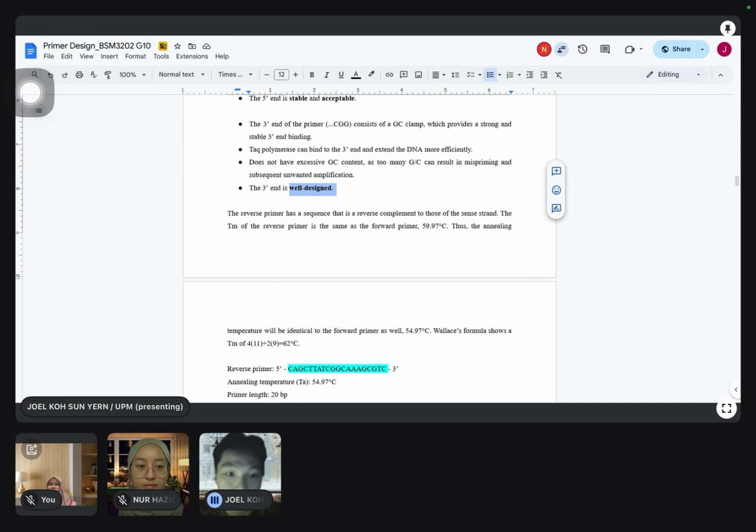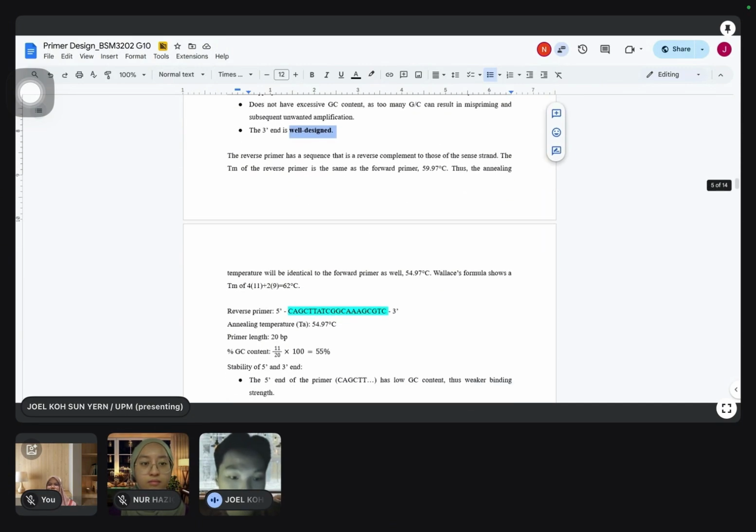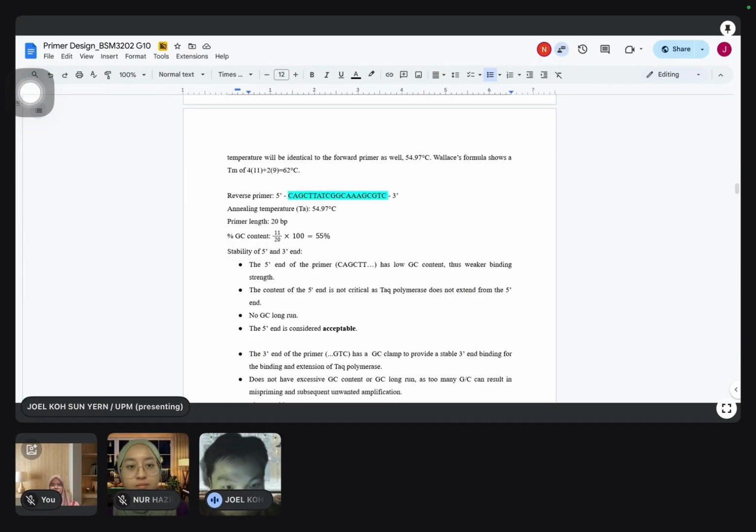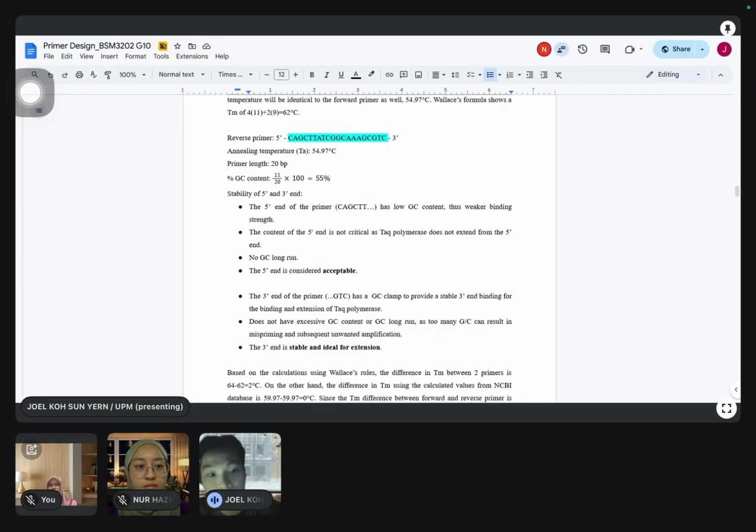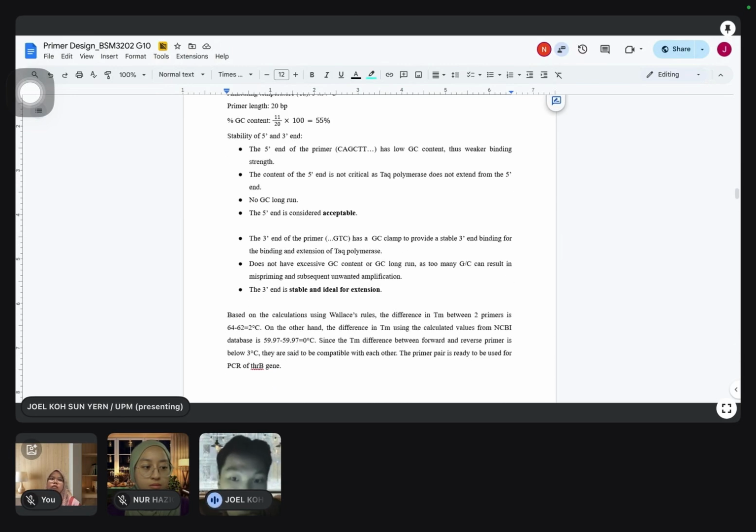So we move on to the reverse primer. Okay, so the reverse primer has the same primer length, which is 20 base pairs, and the GC content is around 55%, which takes up around 11 out of 20 of the bases. And if we look into the stability at the 5' and the 3' end, the 5' end of the primer is much lower in terms of the GC content as compared to the forward primer. And yeah, it has a weaker binding strength as compared to the forward primer.